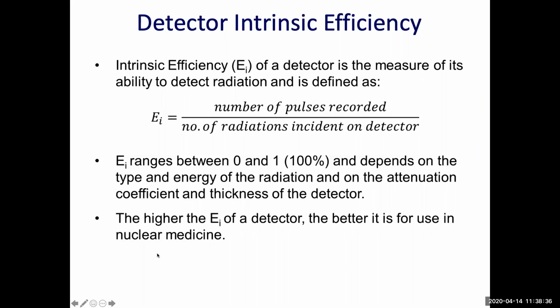To get better image quality and reduce the noise, we need more counts, okay? We need to enhance the efficiency. Better efficiency means better image quality. High intrinsic efficiency allows a shortened imaging time, reduced radiation dose to the patient, or both. So if we have high counts, we don't need to inject the patient with more activity to get the counts. And also we can shorten the scan time because we have enough counts. We don't need to keep the patient on the bed for a longer time.